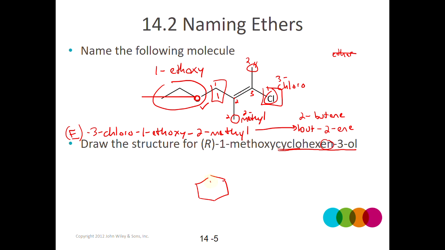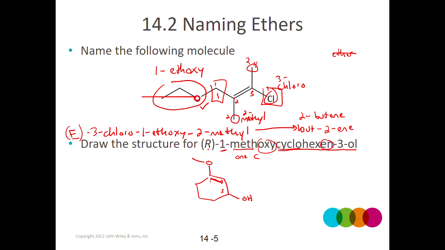So if I number this 1, 2, 3, I could put an OH on carbon 3. And where's the alkene? Well, it doesn't really have a number. So I have to assume that it starts on carbon 1 and bridges to carbon 2. And then I have a methoxy on carbon 1. So methoxy is 1 carbon, and the oxy implies there's an oxygen there. So I have an oxygen to a 1 carbon R group, a methoxy group. And that's on carbon 1.